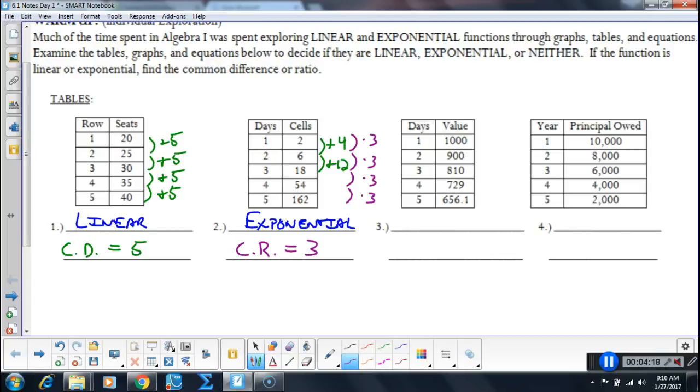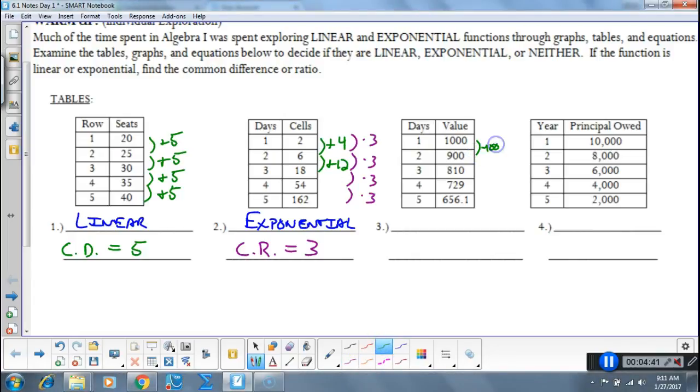Number 3. Exponential or linear? What? Neither. Neither. So, if I were going common difference, right, then this would be negative 100. This would be negative 90, right? So is it linear? No. Kick that one out right away. If I'm going common ratio, I would multiply here by 0.9.